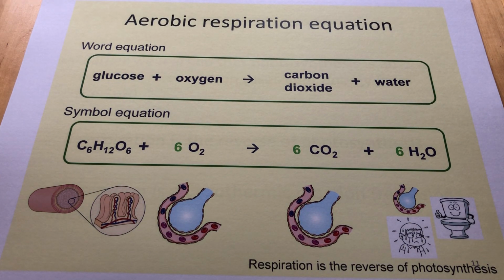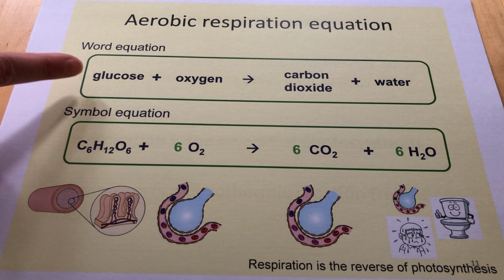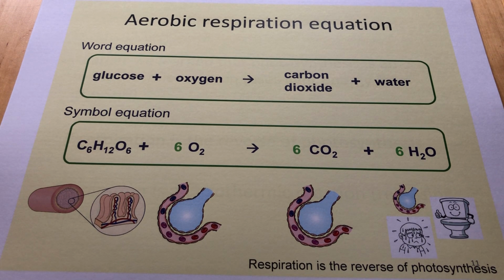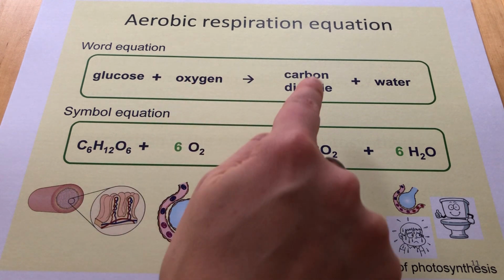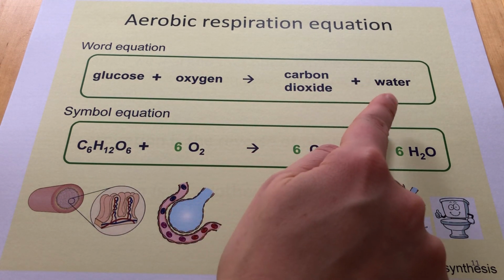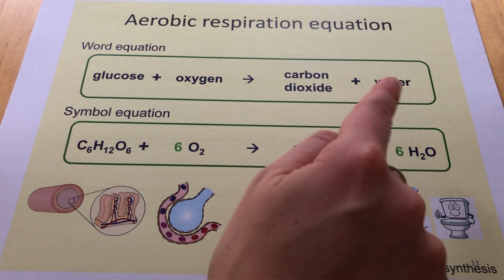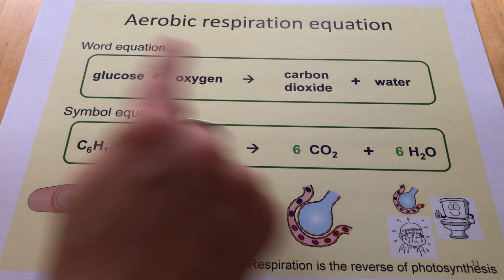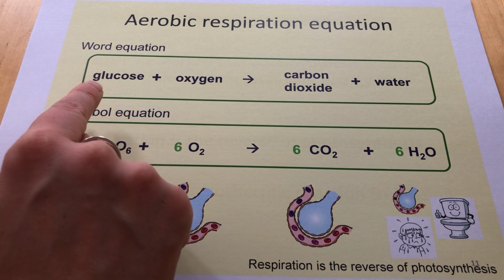Aerobic respiration as a word equation. Again, reverse of photosynthesis. So we've got glucose plus oxygen. This is our fuel, this is our stored energy. We eat the glucose, or we eat starch, we break it down into glucose, and then we use the glucose for respiration. Plus the oxygen, carbon dioxide, waste product, water, a lot of it wasted. But it's energy that's released from that glucose, and it's how we use that energy.